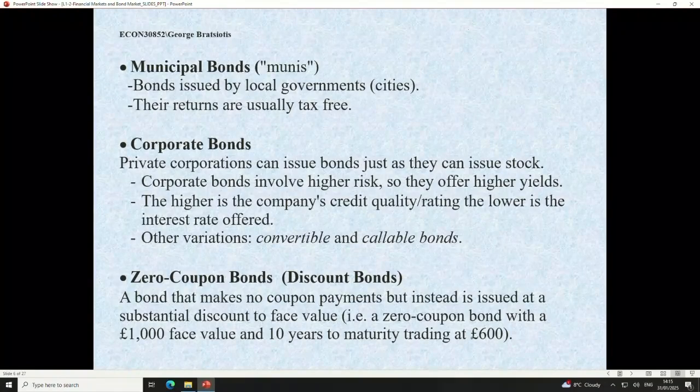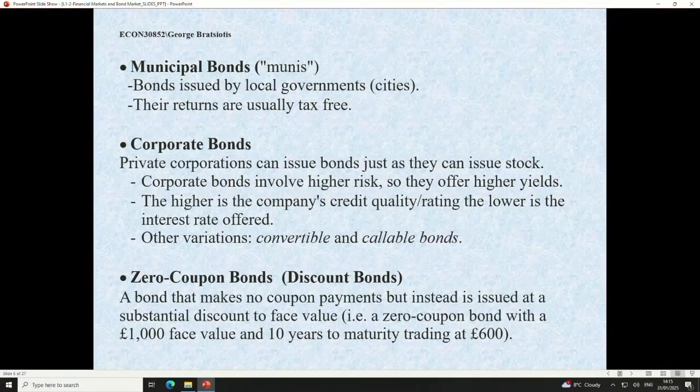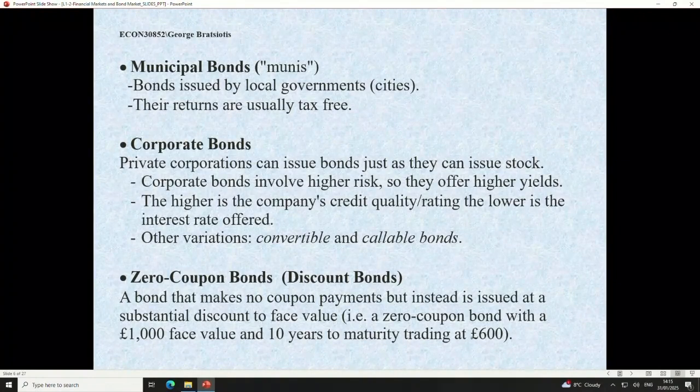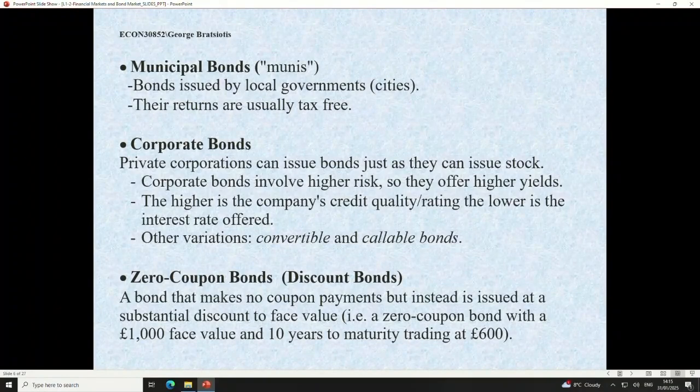The higher the company's credit quality rating, the lower the interest rates offered. True. And other variations are convertible and callable. Convertible means that you can switch your bond into shares or some other stock. Callable is when they usually have not just one maturity date, but there's a call date as well. In other words, they can call them in at an earlier date than the final maturity date.